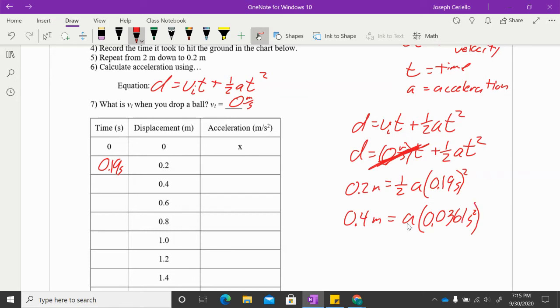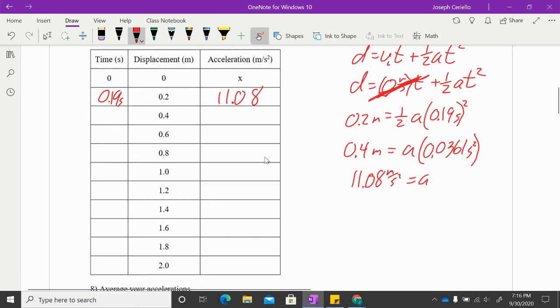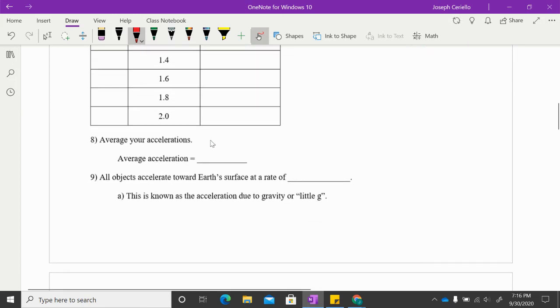Now we need to divide both sides by 0.0361. So let's do that real quick. 0.4 divided by 0.0361, we get 11.08 meters per second squared. That's your acceleration there. So you put that number right here. You actually don't need to put the units on because they're at the top here, so you can just leave it like that. So you're going to do all these accelerations. They should all come out to be ballpark the same number, and then you put the average down here of them.